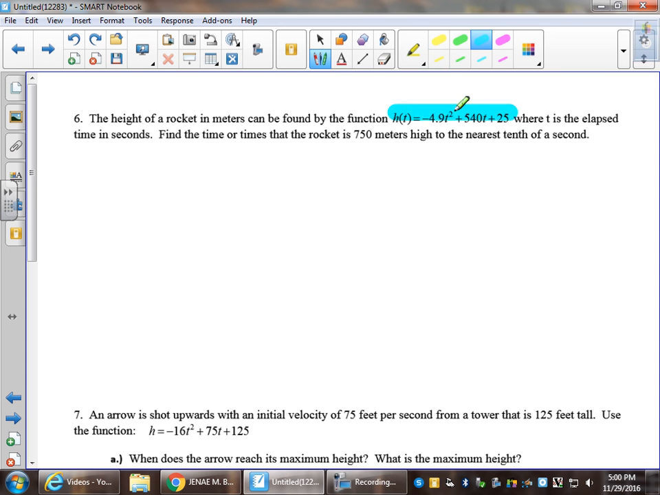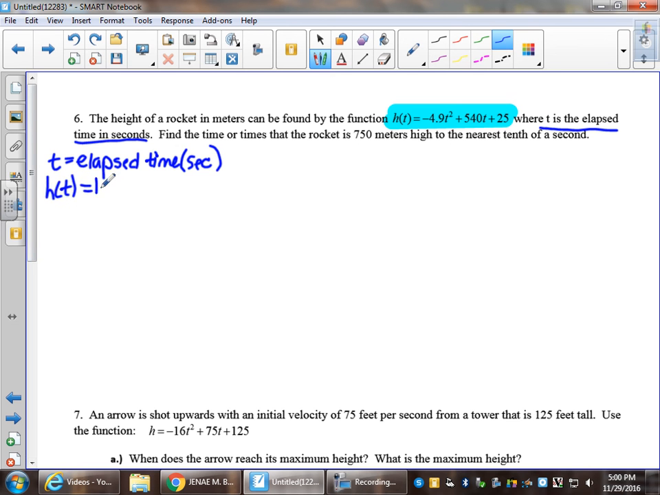h of t equals -4.9 t squared plus 540 t plus 25, where t is the elapsed time in seconds, and then I know that h of t is the height of the rocket, because it says the height of the rocket in meters is found by this. So the output represents that height. Height in meters.